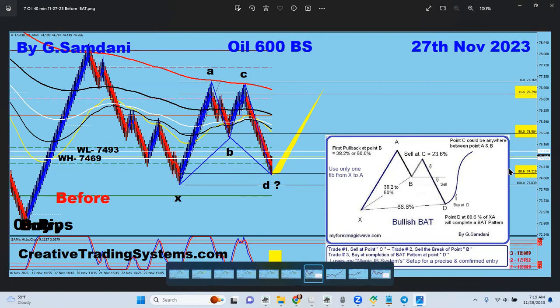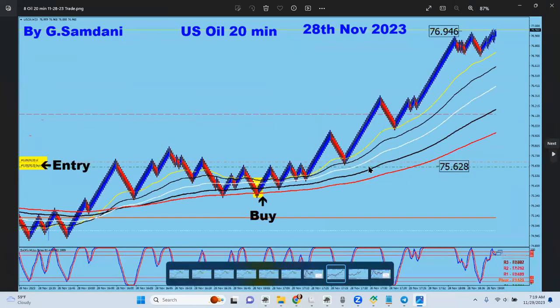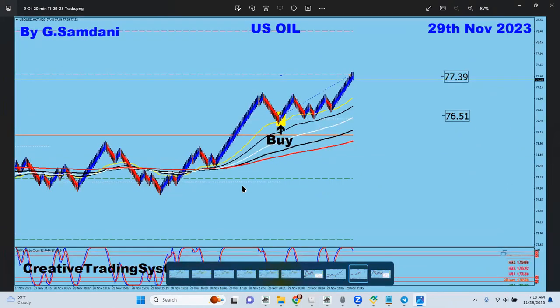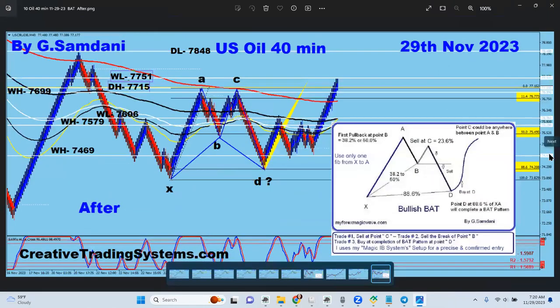And because of that, I had this trade yesterday on the 28th. Beautiful entry here, all the way from 75.62 to 76.94. I took it all the way there, right? And then the second trade is a small one here. My TP somehow hit there without recording the chart. This is today, a small trade, but from here to here, you can see this, from 76.51 to 77.39.